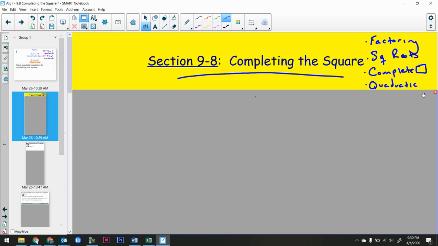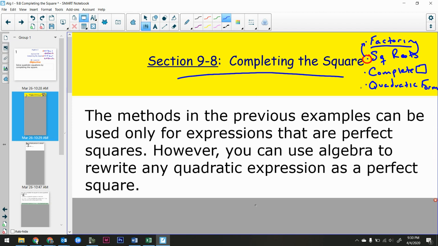Why do we learn 4 different methods? Well, the first thing you should do is, if there's no b term, use square roots. Just solve directly. Then if it has a b term, I would jump up to factoring and say, let's try to factor this, because that's the next easiest method. But we know that not all quadratics factor.